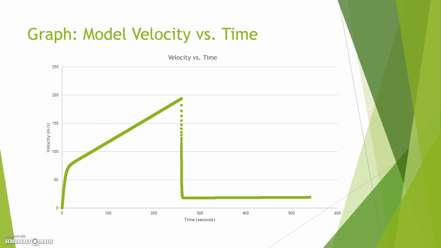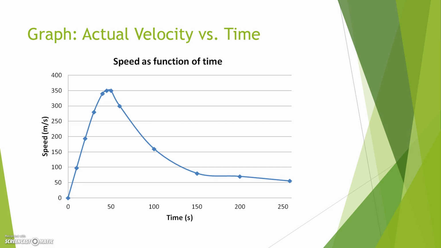This is a graph of the velocity versus time from the data computed in Python. According to my model, Felix never breaks the speed of sound. However, the decrease in velocity due to the implementation of the parachute is clearly seen. And this is the graph of Felix's actual velocity versus time up until 260 seconds. The biggest difference between my data and this data is that Felix does break the speed of sound in this model, whereas he doesn't in mine.